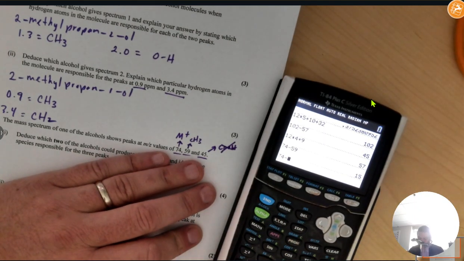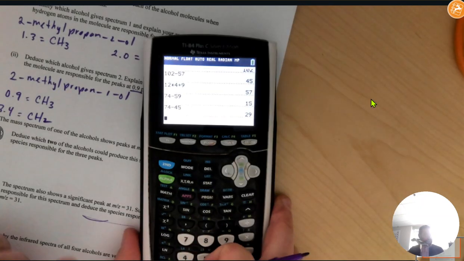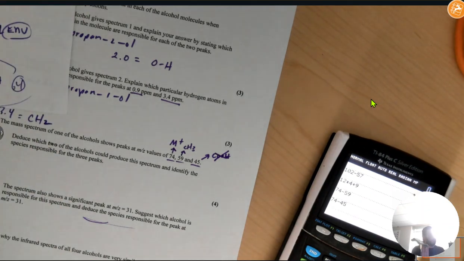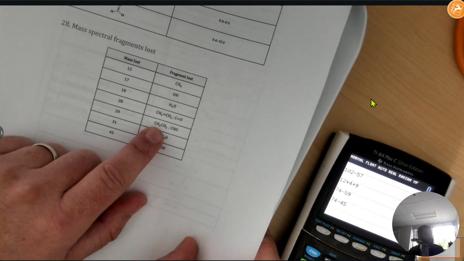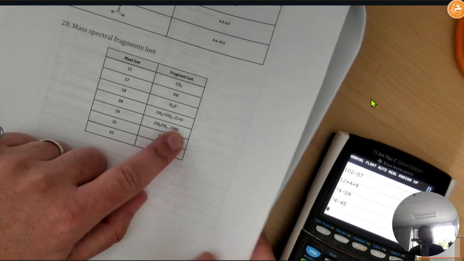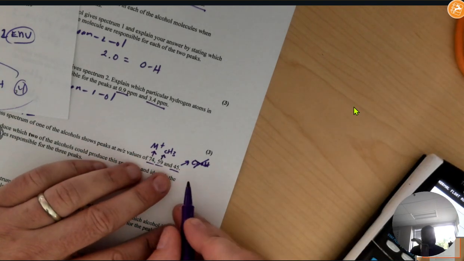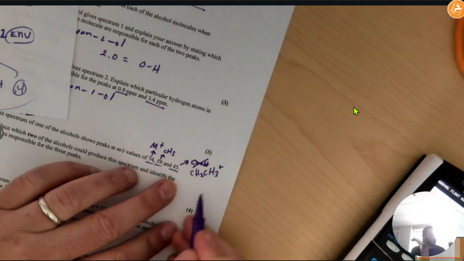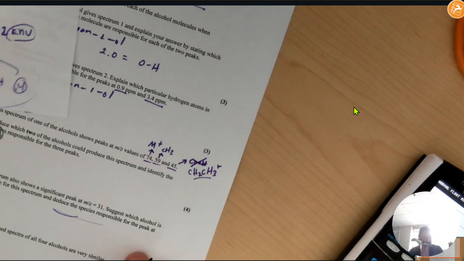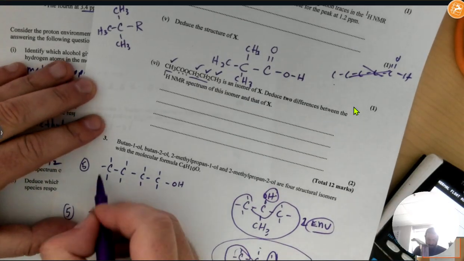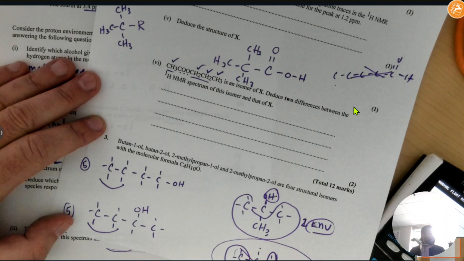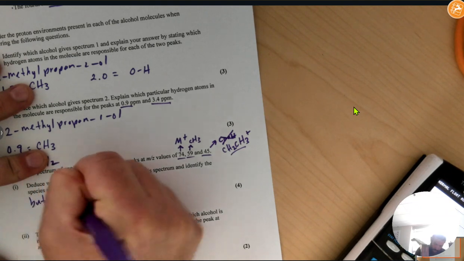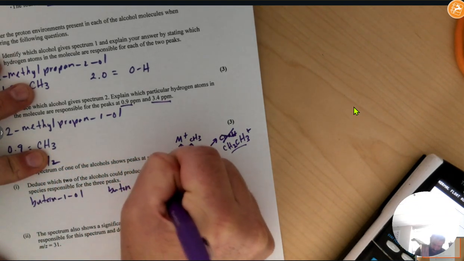So let's take that 74 and subtract the 45. Ooh! So something broke off that had a mass of 29. If I look in my data booklet, the mass of 29 corresponds to an ethyl group or the CHO in an aldehyde. Since these are alcohols, it can't be the CHO, which means the alcohols that produced this spectrum must have an ethyl group present in them. So the only 2 alcohols that have ethyl groups in them are butan-1-ol and butan-2-ol.